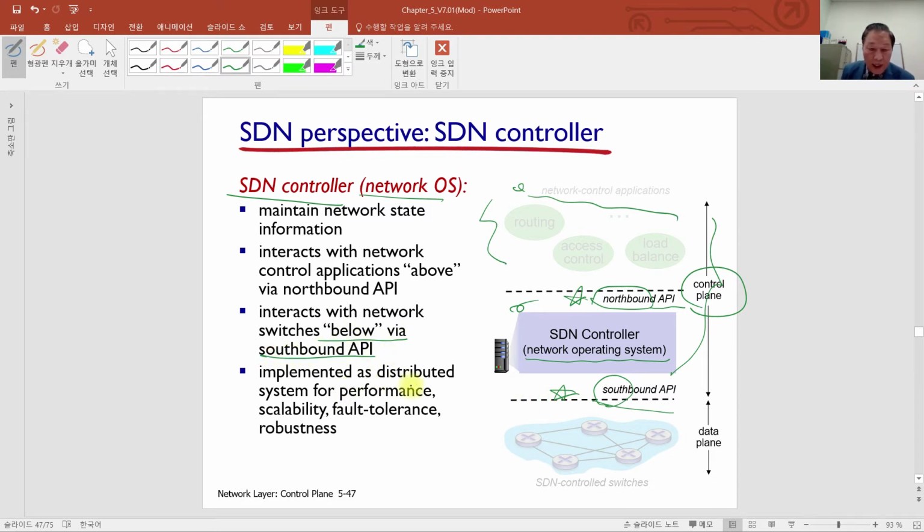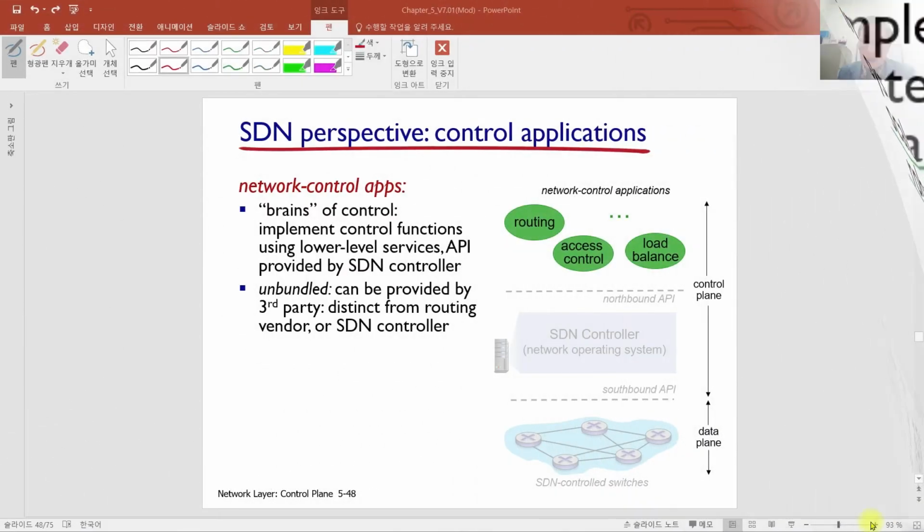And it is implemented as a distributed system for performance. Even though it is logically centralized, it can be implemented as a distributed system for performance, scalability and fault tolerance. That is for reliability and robustness. But conceptually, it is logically centralized. Here, let's try to focus on the control plane.